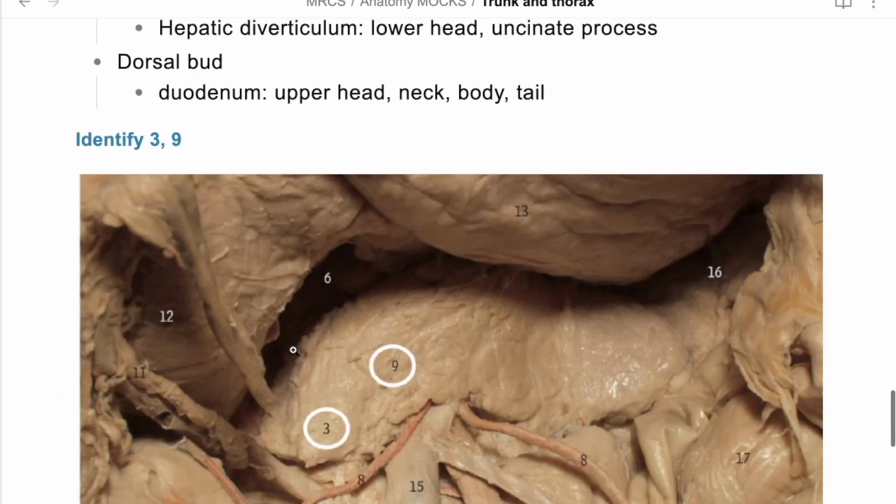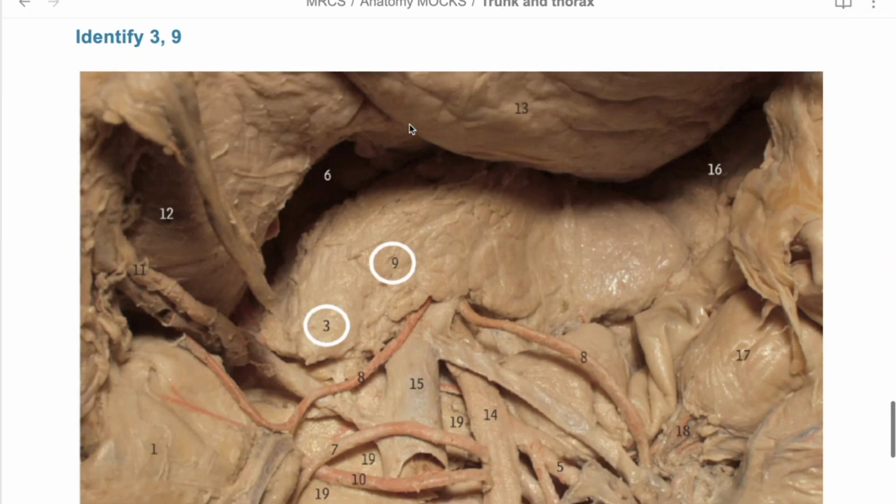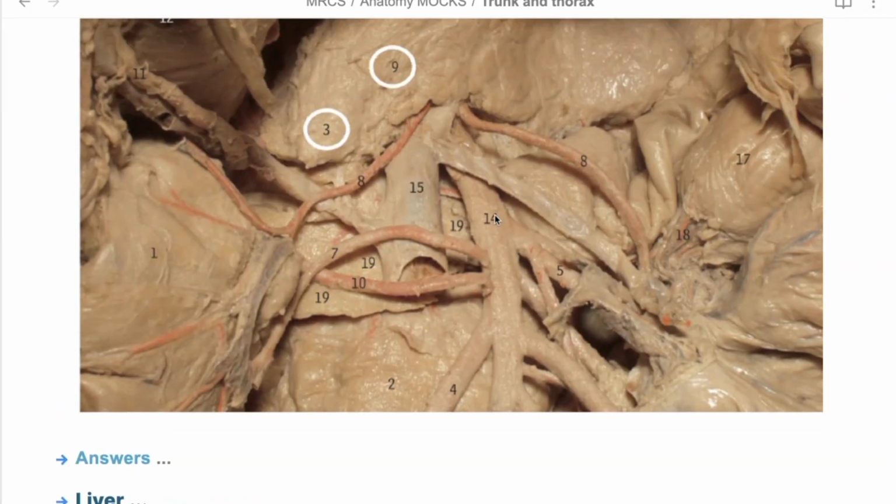Okay. Finally, can I identify number 3 in this image? 3 will be the head of the pancreas. What about 9? 9 is the body of the pancreas. I think that's it, but just maybe from the last time. What about 14?